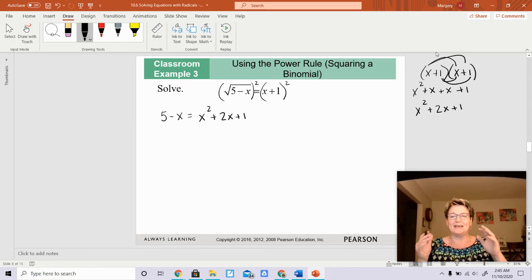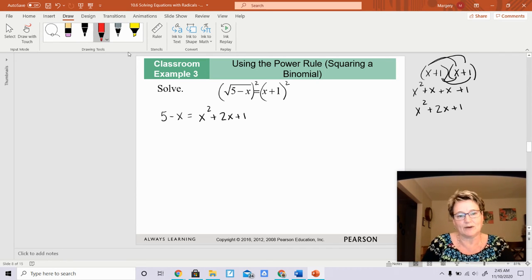Now, because I happen to have a square, I know I'm going to end up having a quadratic equation, which means I'm going to have to factor it. So I need to move everything over to the other side, which I'm going to minus 5, and I'm going to add x. I'm going to add x here, and I'm going to minus 5 here. So I get 0 equals x squared plus 3x minus 4.